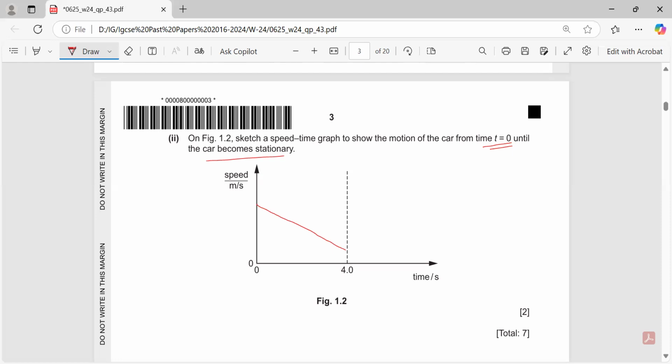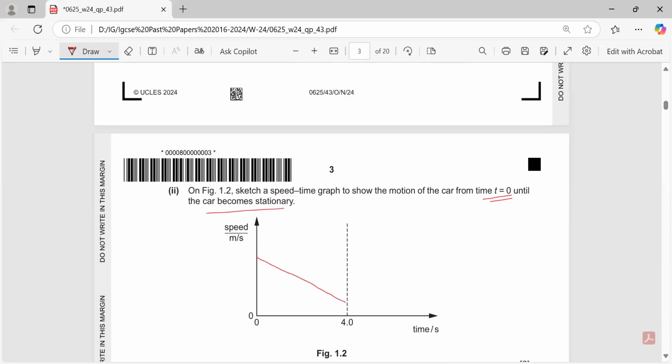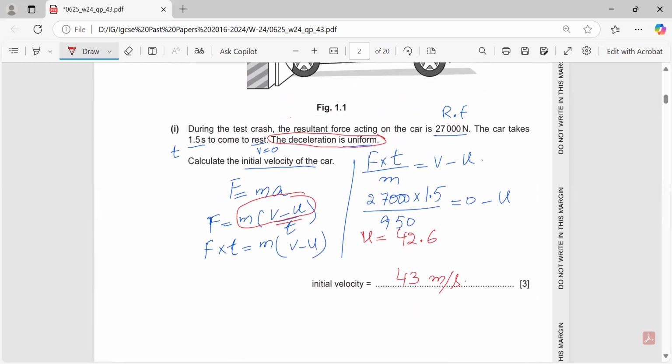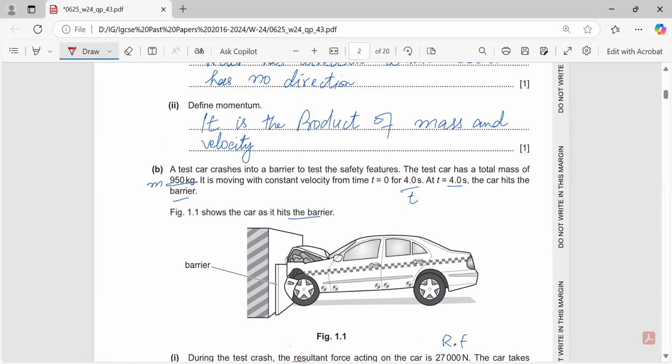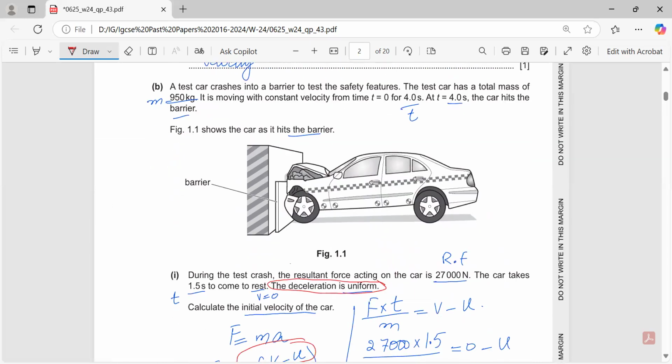What do you think? Is it okay or should I bring it to 0? Let's read it again. Constant velocity from t is equal to 0 for 4 seconds. At t is equal to 4 seconds, the car hits the barrier. During the test crash, the resultant force is acting on the car and it takes 1.5 seconds to come to rest.